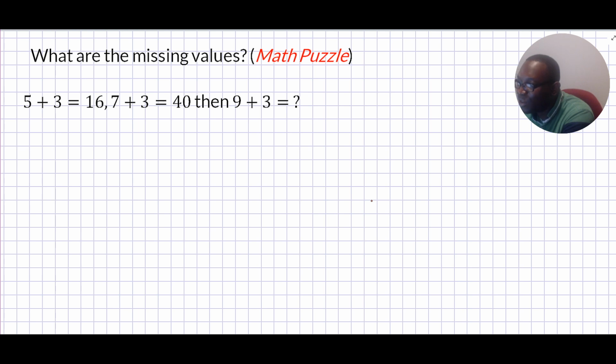So what is the missing value here? We have 5 plus 3 is 16, 7 plus 3 equal to 40. Then what is going to be 9 plus 3? So when you have this, what would be the value of 9 plus 3? Let's see if we're going to get some responses. Otherwise, I can show you what this is about, and then we can call it a session. Five plus 3 is equal to 16. 7 plus 3 equal to 40. Then what is the value of 9 plus 3?